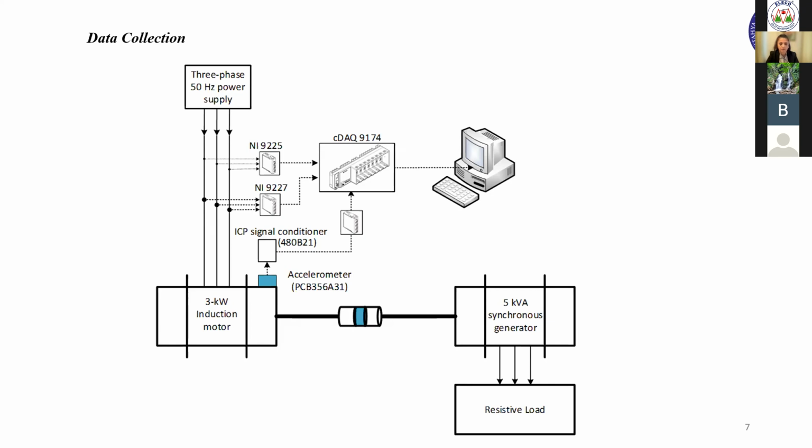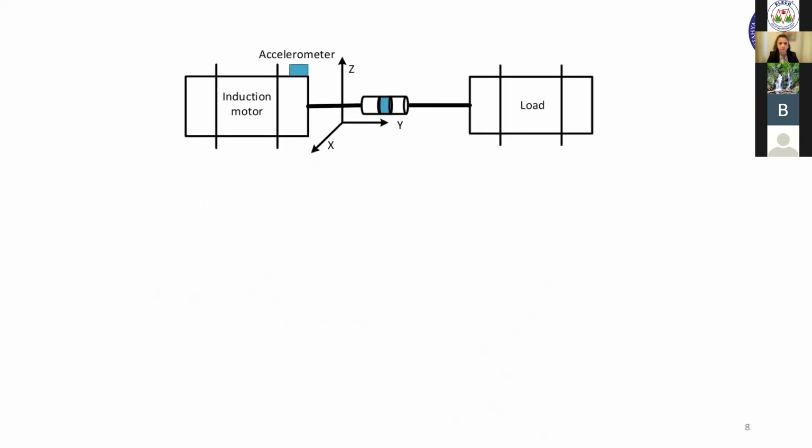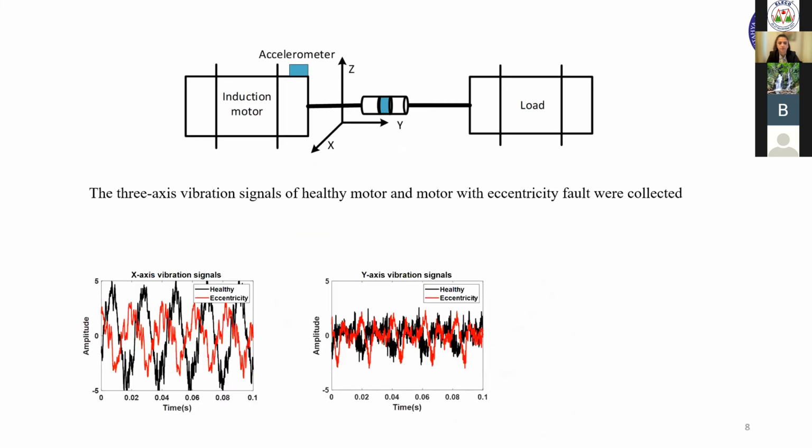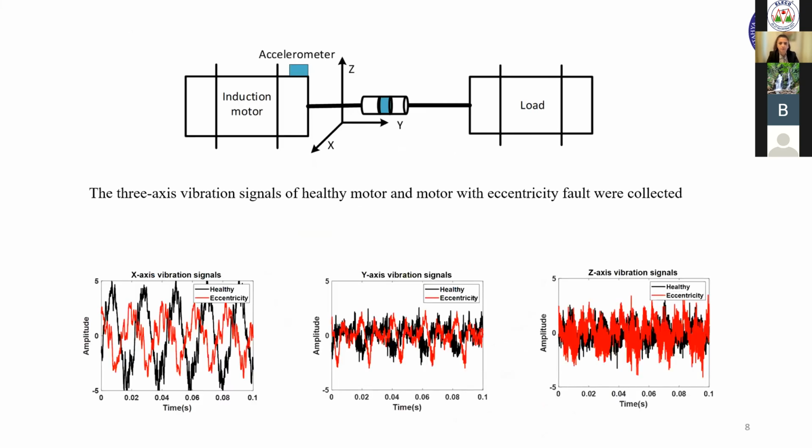In the first case, the motor was tested in healthy condition. In the second case, the motor was tested with eccentricity fault. The three-axis vibration signals of the healthy motor and the motor with eccentricity fault were collected. The three-axis vibration signals were recorded with a duration of 41 seconds. The time window for each record is taken as 0.1 seconds.